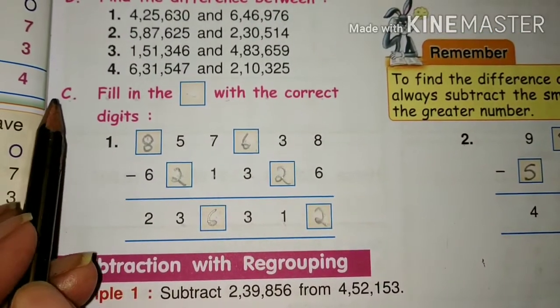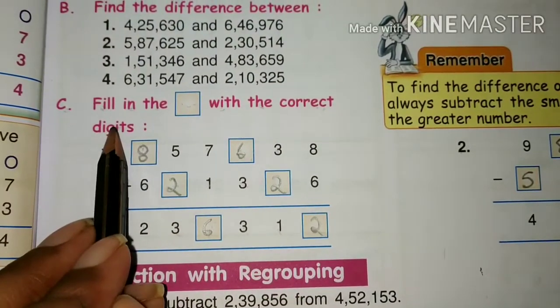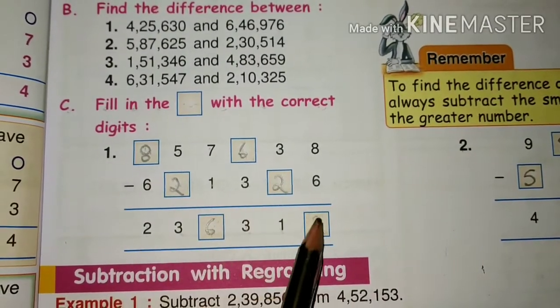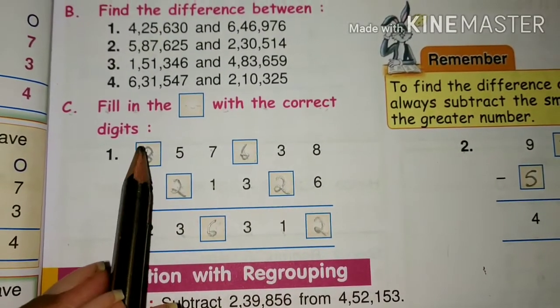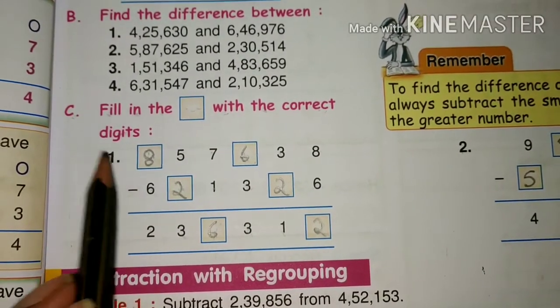Students, now come to question C. Fill in the box with the correct digits. Students, you can see that in this question some boxes are given and we have to write the correct digits in these boxes. First question.